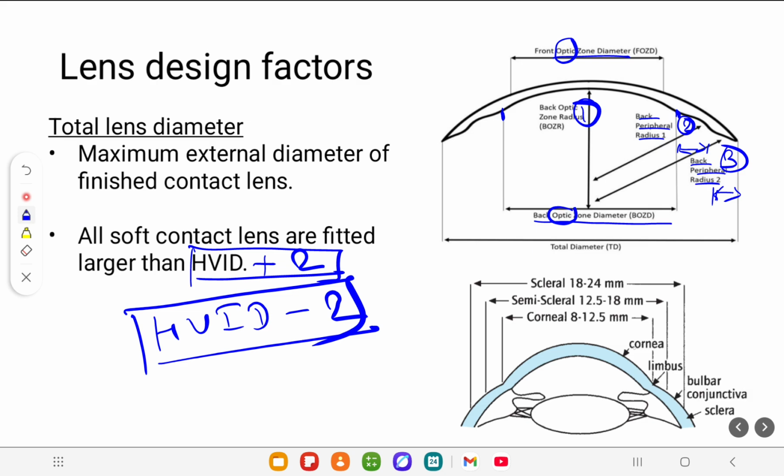Now the nomenclature is different. Whenever the lens lands on the cornea, it is called a corneal contact lens. If it lands on the sclera, it is called a scleral contact lens. If a little part lands on the cornea and a little part lands on the sclera, it is called corneoscleral, or semi-scleral in the old classification, with diameters from 12.5 to 18 mm, roughly. The older and newer classifications are different, and there is a paper on the nomenclature of contact lenses, especially scleral contact lenses.